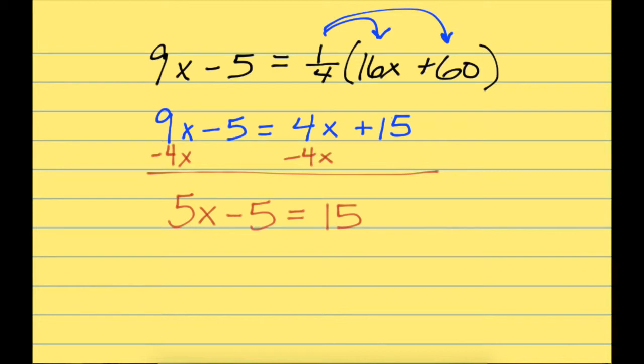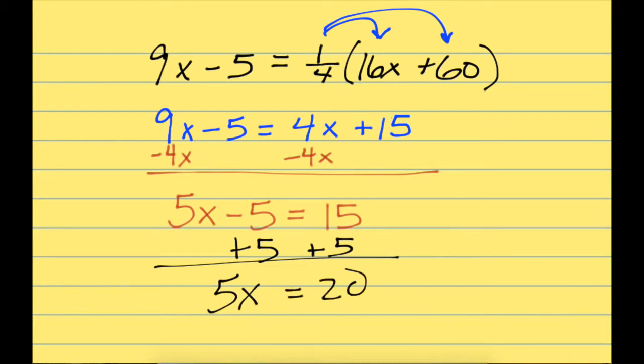I know that my next step is to add 5 to both sides, giving me 5x equals 20. And then my last step is to divide by 5, leaving me with x equals 4. And of course, I should go back and check my answer.